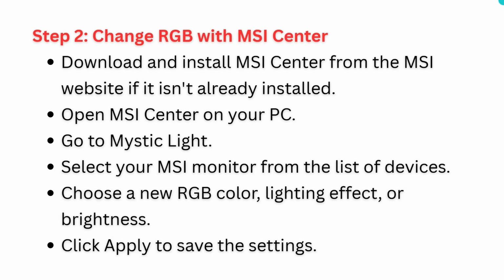Step 2. Change RGB with MSI Center. Download and install MSI Center from the MSI website if it isn't already installed. Open MSI Center on your PC. Go to Mystic Light. Select your MSI monitor from the list of devices. Choose a new RGB color, lighting effect, or brightness. Click Apply to save the settings.